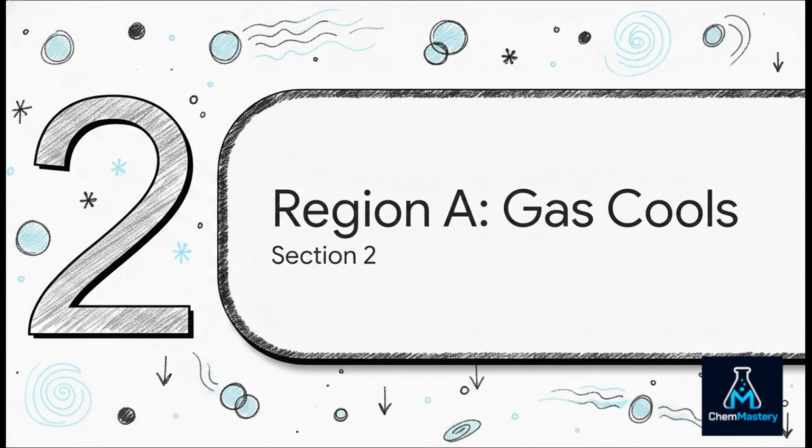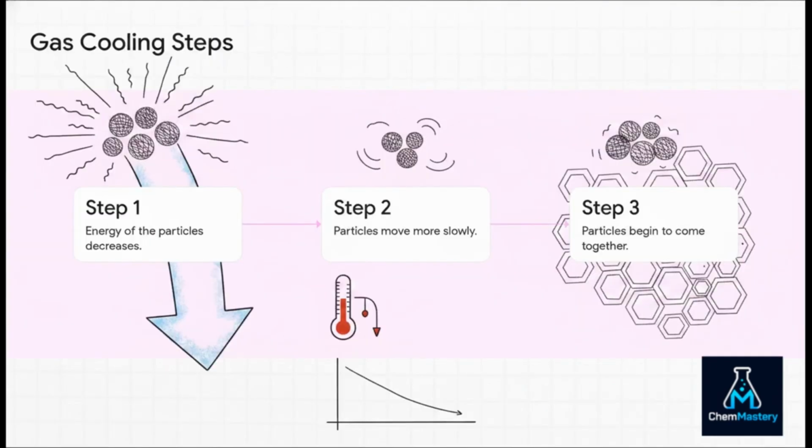Moving into Section 2, Region A, the gas cools. So right at the start of our curve, we've got a gas. The particles are just bouncing around chaotically, full of kinetic energy. But as we continuously remove heat from the environment, this incredibly logical sequence of events kicks off.